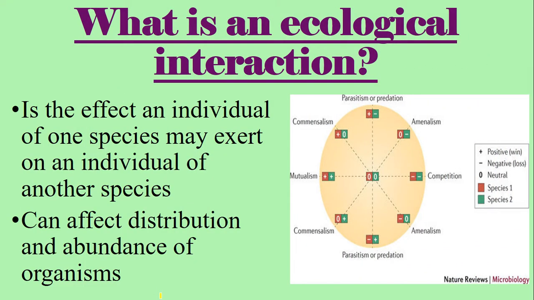So what is an ecological interaction? It's the effect an individual of one species may exert on an individual of another species. Now, it could be positive, it could be negative, it could be neutral. There's many different combinations here, but it also can affect the distribution and the abundance of organisms. Those are big words there. It means how many there are and where they are.